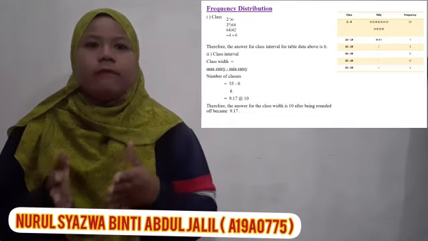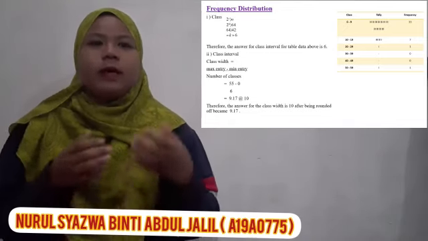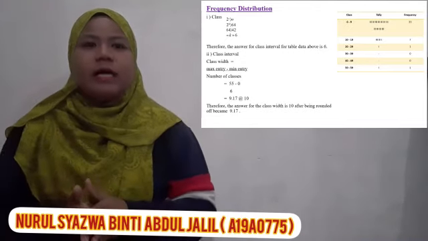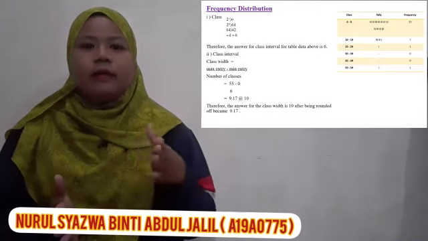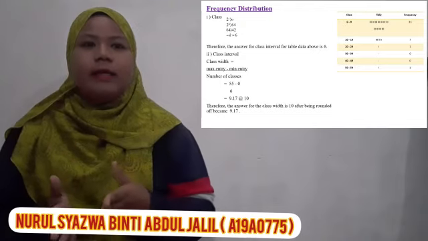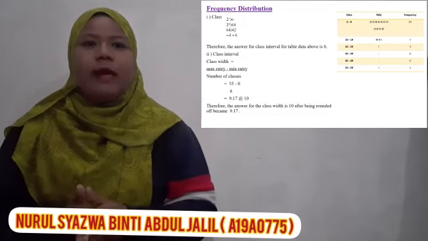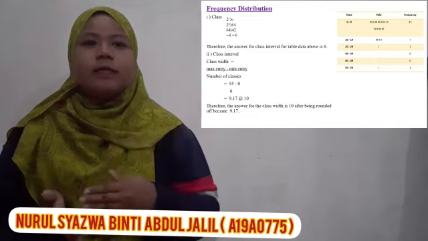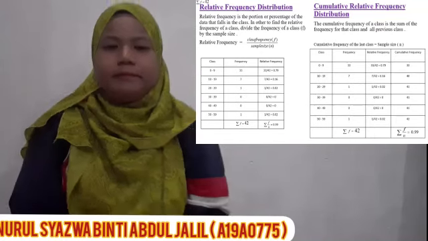This is the table of frequency distribution. Start with the class 0 until 9, and the tally is the same as the frequency, and for the other classes it is the same step to follow.